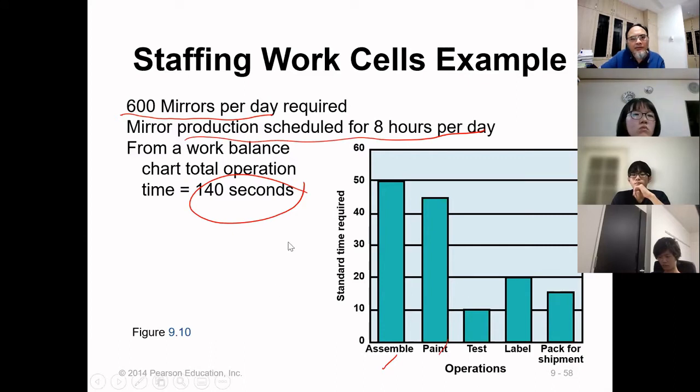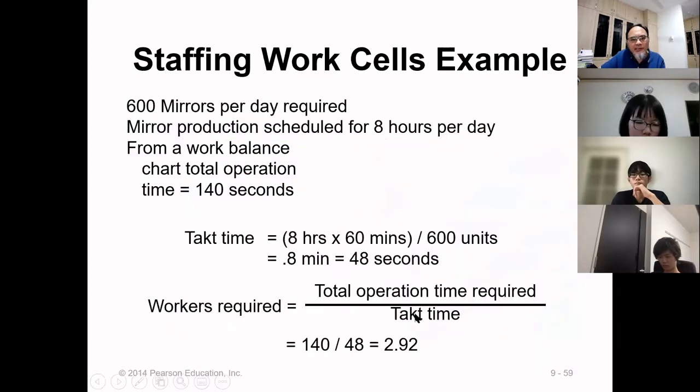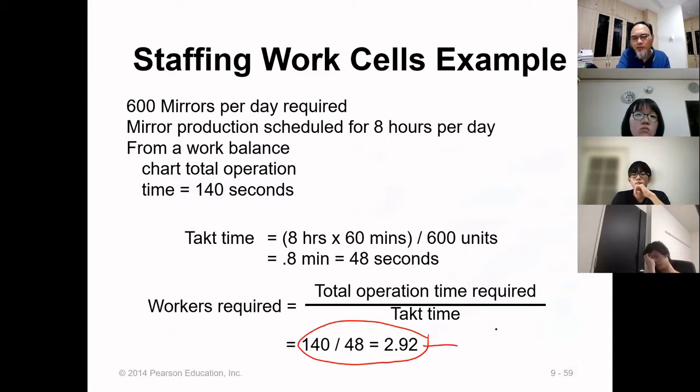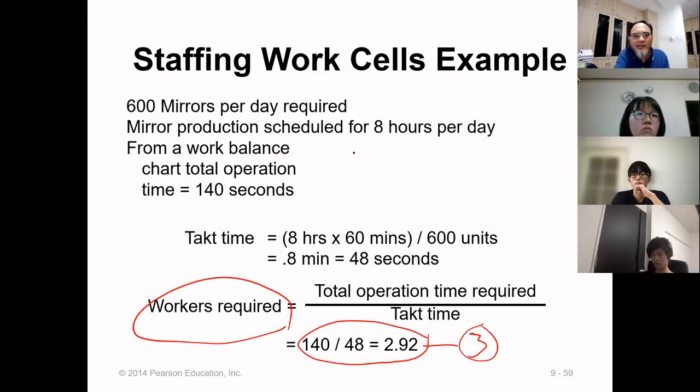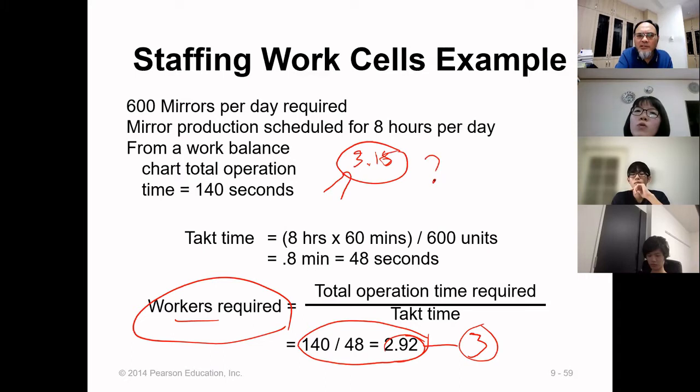So you can determine the workers required. But of course, you cannot have 2.9 workers. That's impossible. You have to round up. When you do the analysis, if you find that the workers required is 3.15, how many workers should you employ? If you find in the calculation, total operation time 150 divided by something, suddenly you get 3.15. 4.